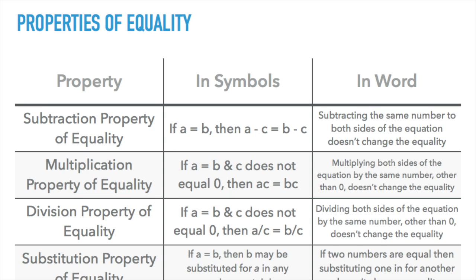So those are the 8 properties of equality: reflexive property, symmetric property, transitive property, addition property, subtraction property, multiplication property, division property, and substitution property. We now have five properties of operations.